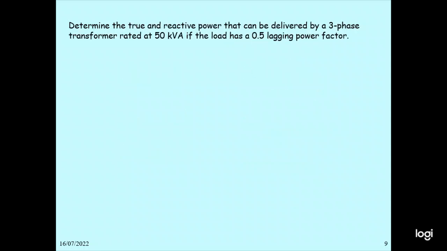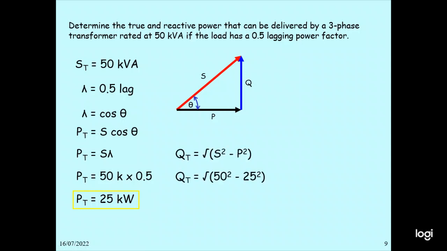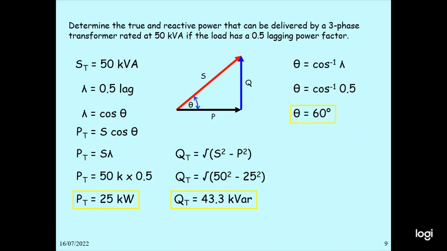The next one is to determine the true and the reactive power that can be delivered by a three-phase transformer rated at 50 kVA if the load has a 0.5 lagging power factor. So in this case, our total apparent power S total is 50 kVA, lambda 0.5 lagging. We draw the triangle here with S, P, and Q. So P equal to S cos theta, so 50K times 0.5, you get 25 kilowatt. Q equal to the square root of S squared minus P squared, so 50 squared minus 25 squared, 43.3 kVAR.